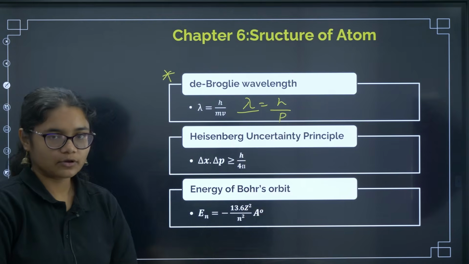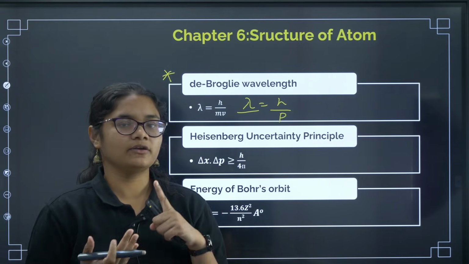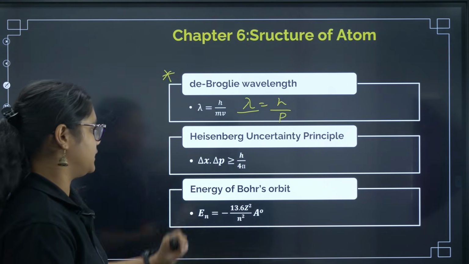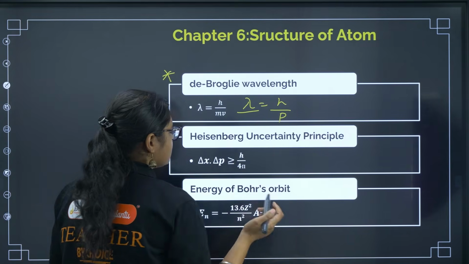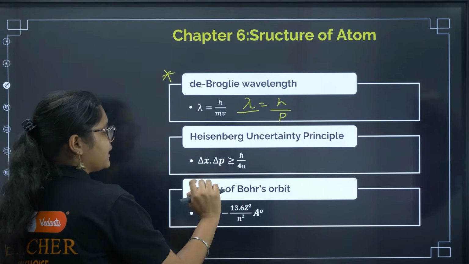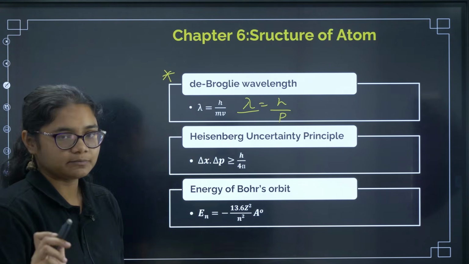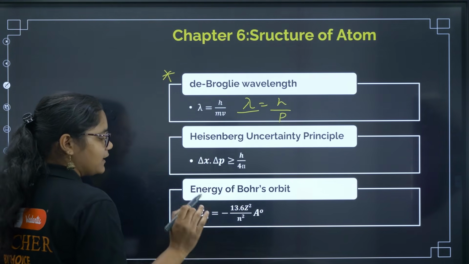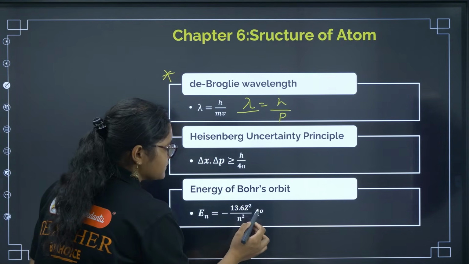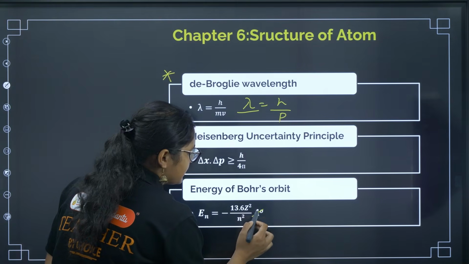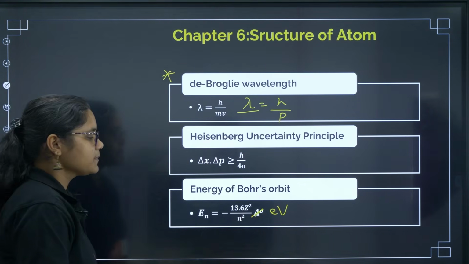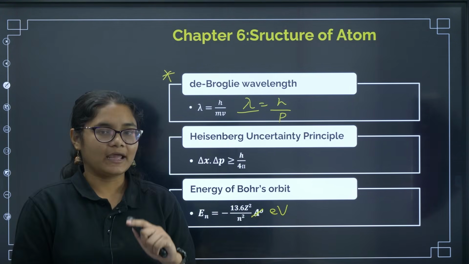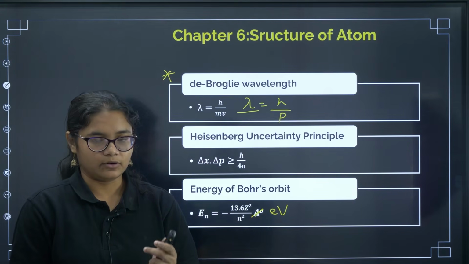So based on the question, whether mass is given, velocity is given, or momentum is given, p is momentum here. Now the next question, Heisenberg uncertainty principle: delta x into delta p is greater than or equal to h by 4 pi. Now next is the energy of Bohr orbit. For any nth orbit, the energy formula is minus 13.6 Z square by n square, and the unit is eV. Z is again the atomic number, n is the orbit number, the shell number.